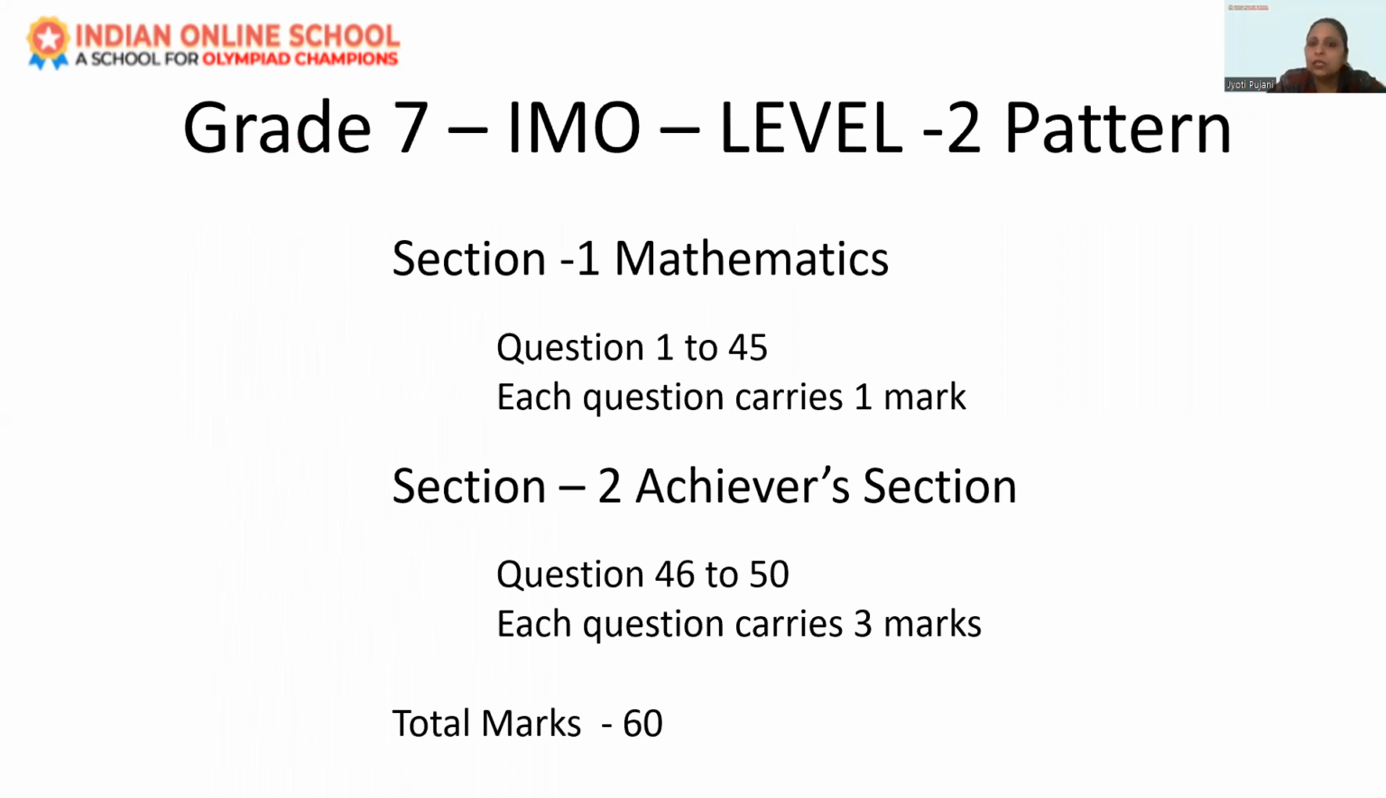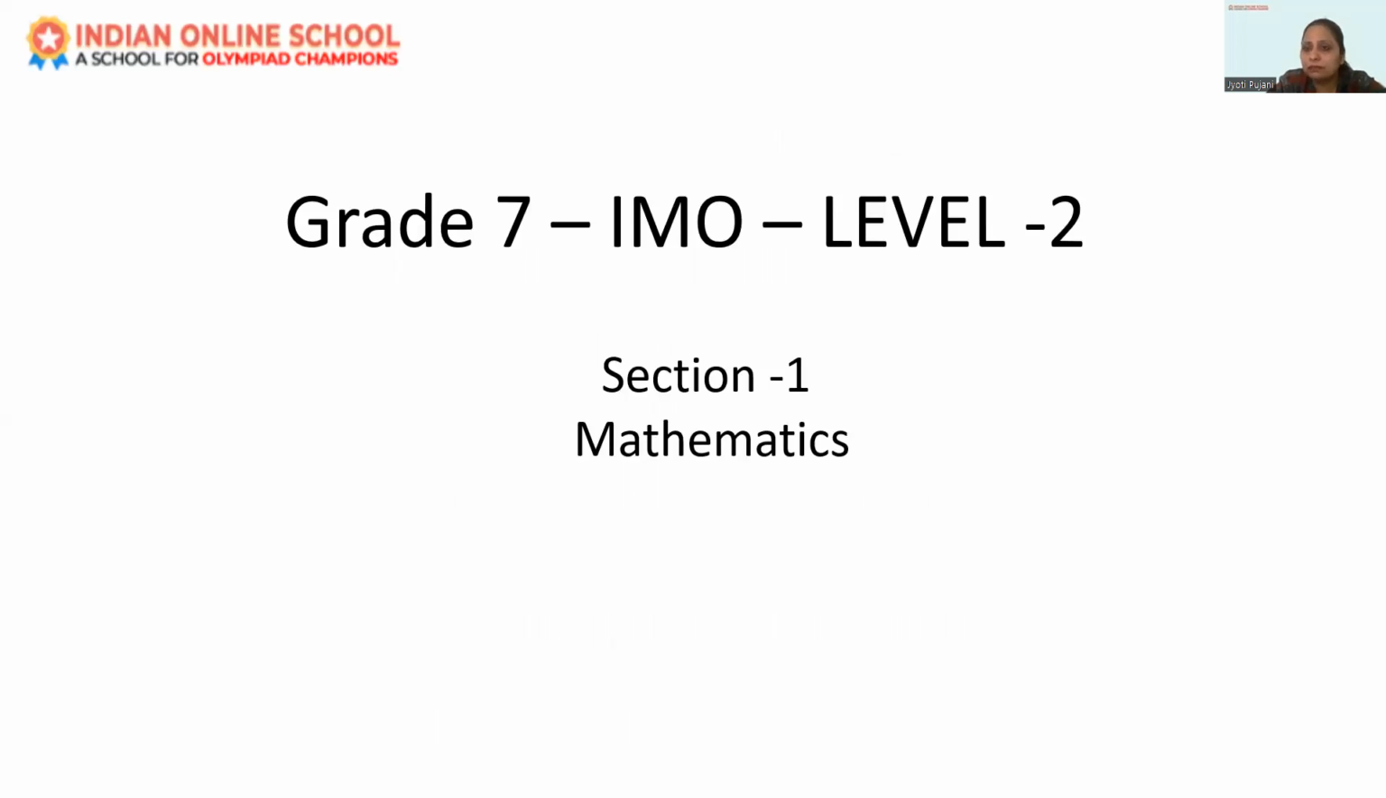So what is the pattern of level 2? In level 1, there were 4 sections: logical reasoning, mathematical reasoning, everyday mathematics, and the achiever section. But in level 2, there will be only 2 sections. Section 1 is mathematics, with 45 questions, each carrying 1 mark. Section 2 is the achiever section, with 5 questions, each carrying 3 marks. Total 60 marks, as in level 1. I'm taking some questions from the first section, mathematics.